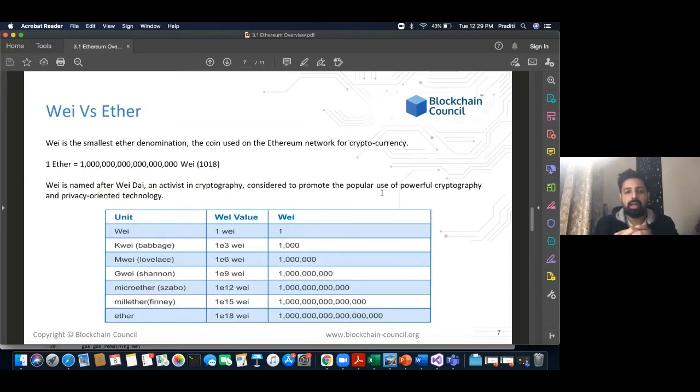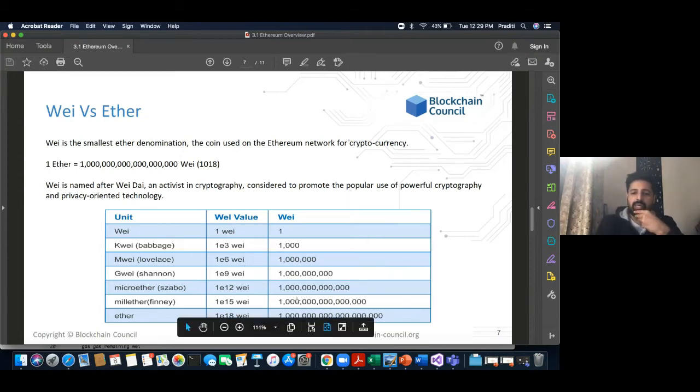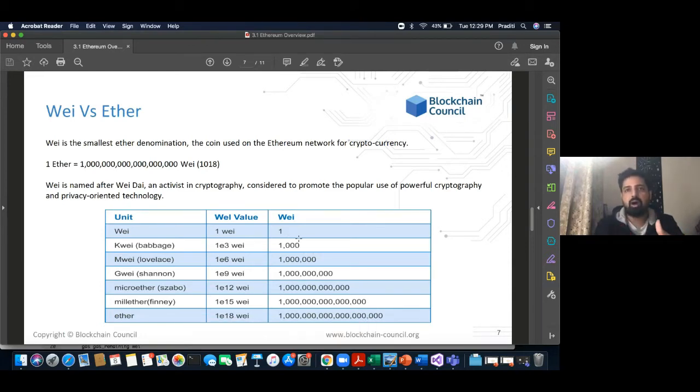Wei versus Ether: Wei has got 18 zeros and it's the smallest unit of Ether. So one Ether has got 18 zeros of Wei. Then we have milli Ether, micro Ether, and Gwei, which is 1 billionth of the Ether. Then we have MWei, KWei, and Wei. These are the small units of Ether. Generally, we define the gas price in Gwei. Wei is named after Wei Dai, an activist in cryptography, considered to promote popular use of powerful cryptography and privacy-oriented technology.